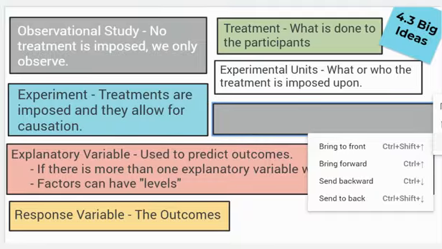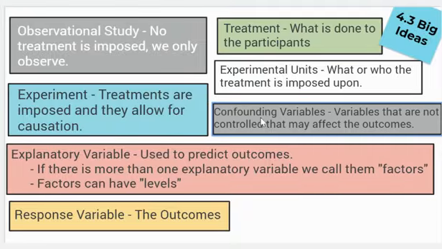The last definition that we have here is confounding variables. These are variables that are not controlled within the experiment that may also have an effect on the outcomes of the experiment. So we're not controlling these variables. They are not a part of the factors. They're not a part of the explanatory variables, but they might also have an effect on the outcomes. So that would be called a confounding variable.